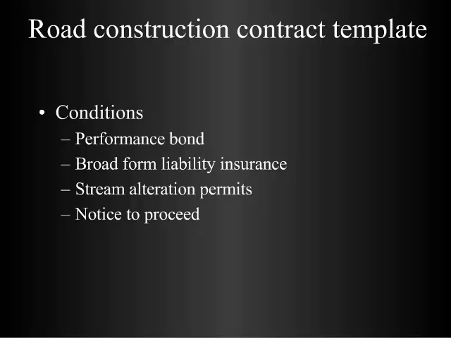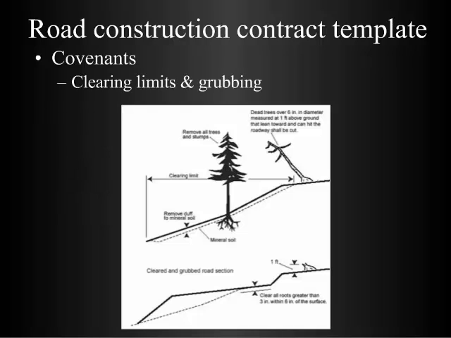Within the contract, as an attachment, it's nice to have a diagram that specifies the clearing limit. For a lot of roads, if it's a permanent road, we'll have anywhere between a 35 and 40-foot clearing limit.